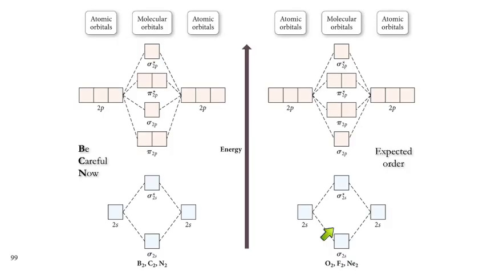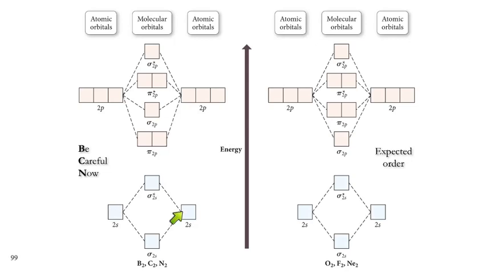So this is the expected order. This is what boron, carbon, and nitrogen do. And how do you remember that those are the ones that do it? We think, be careful now. B for boron, careful for carbon, now for nitrogen. Be careful now. These have a different order.